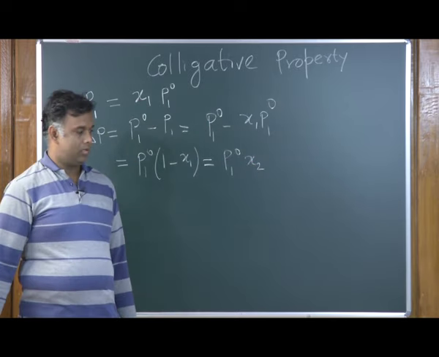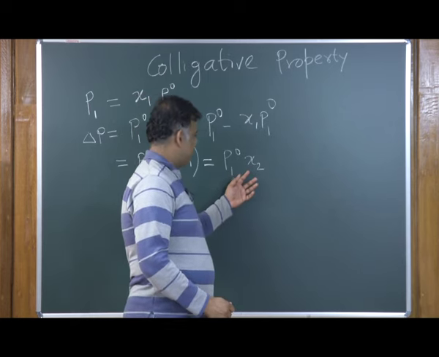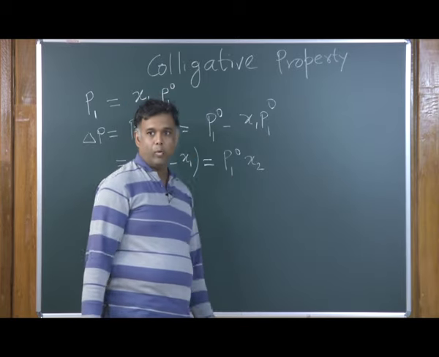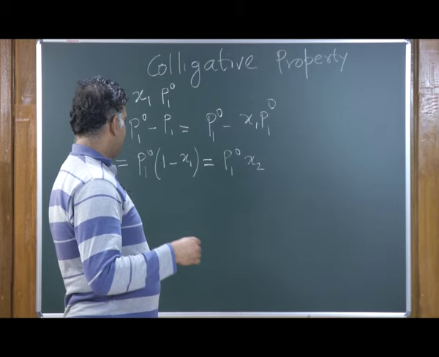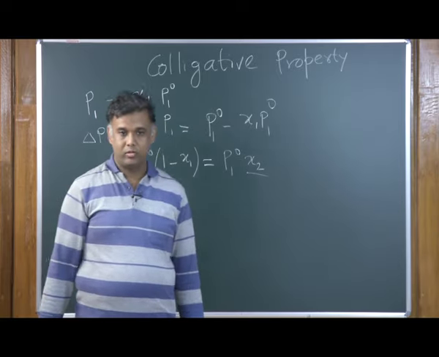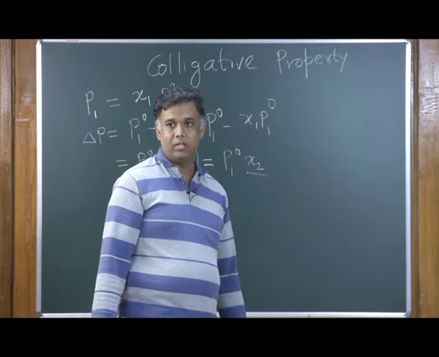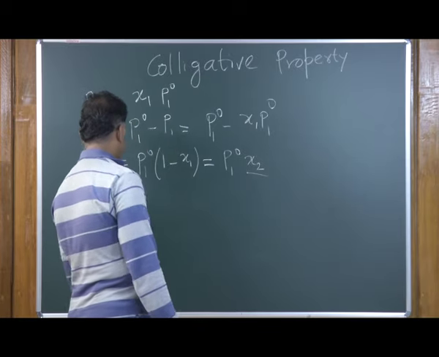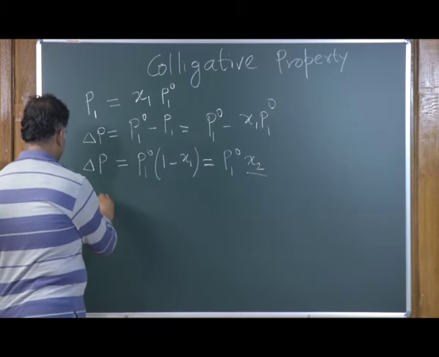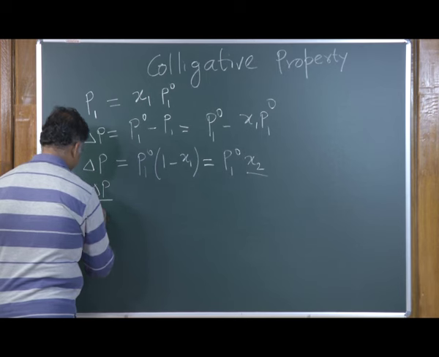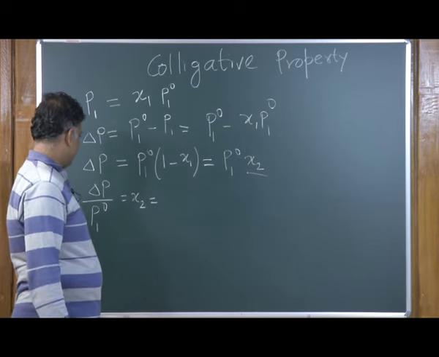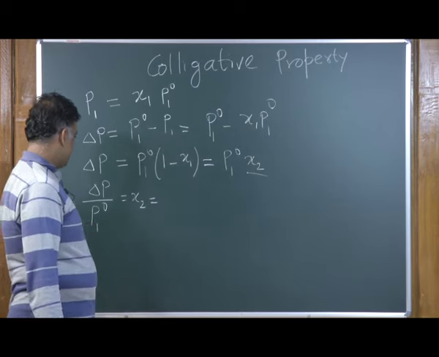In the binary solution, x2 is the mole fraction of the solute, and if there is more than one component available in the solution, then this is the mole fraction of all the solutes. Basically, we are going to add the mole fraction of each and every component, and that we are going to call x2. So, delta P is directly related to x2. We can write this as delta P divided by P1⁰ equal to x2. X2 is the mole fraction of solute present in the solution.